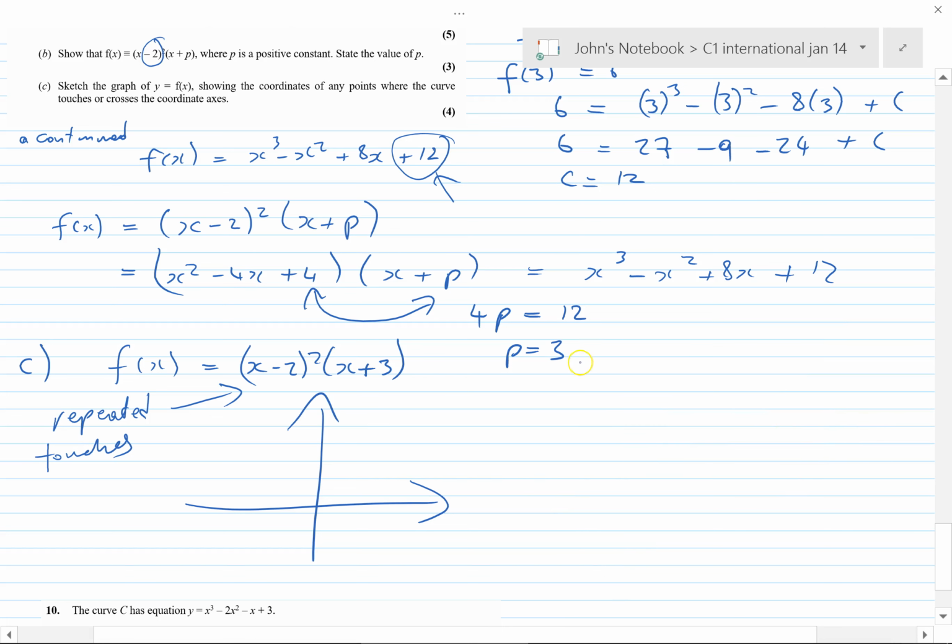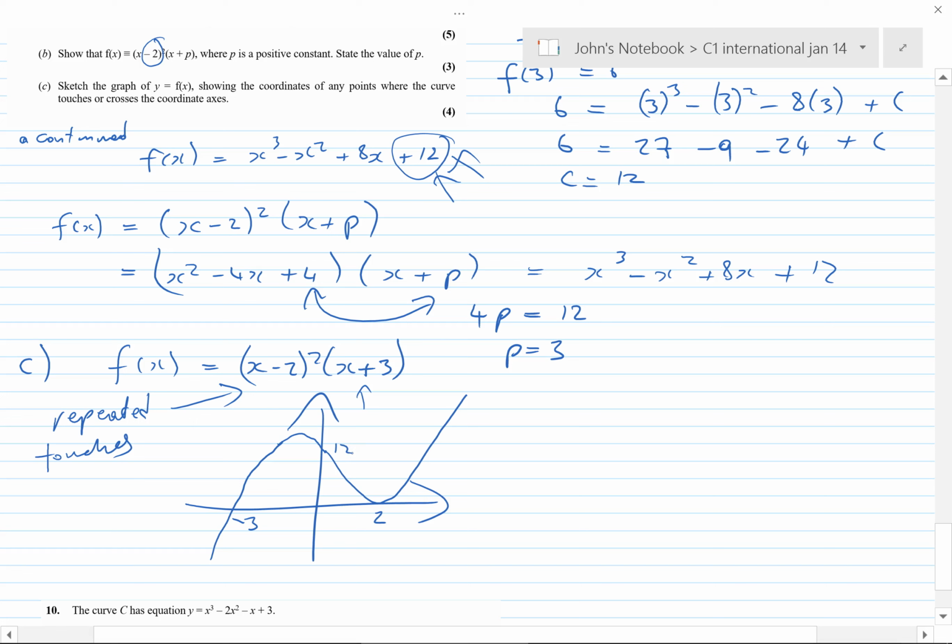We also know it's going to go through 12. So that pretty much clears it up. And we know it goes through minus 3. Okay, goes through minus 3 here, goes through 12. And it's got a repeated 2 there, 12.